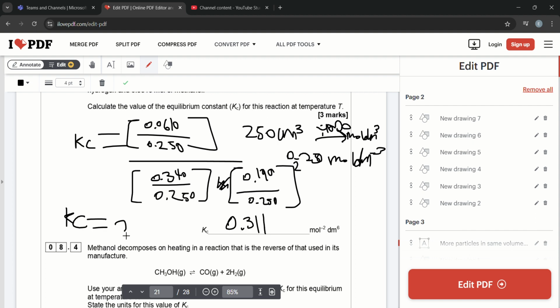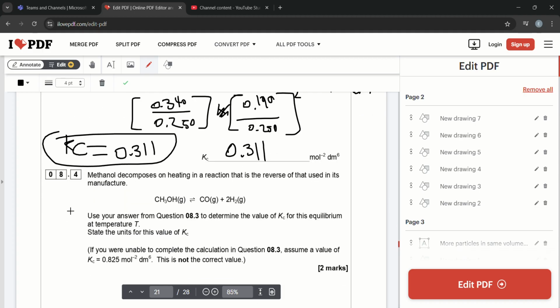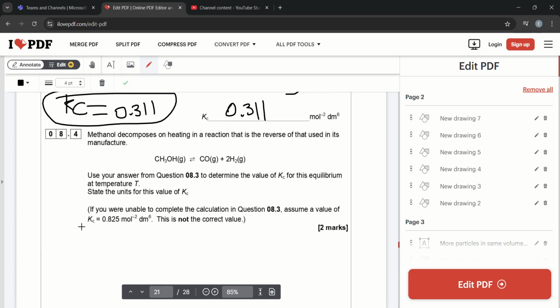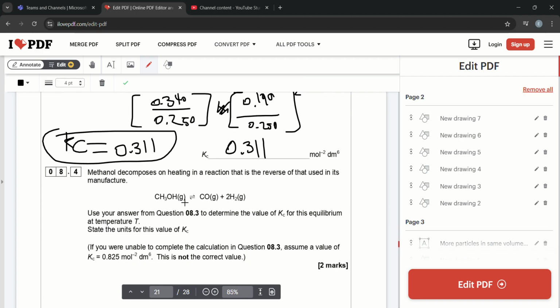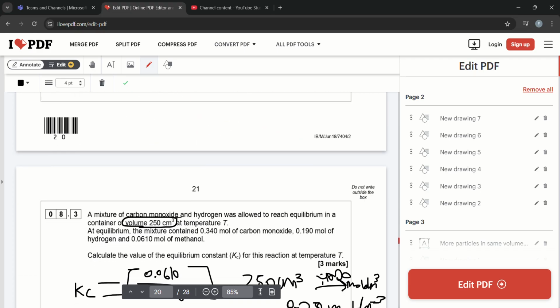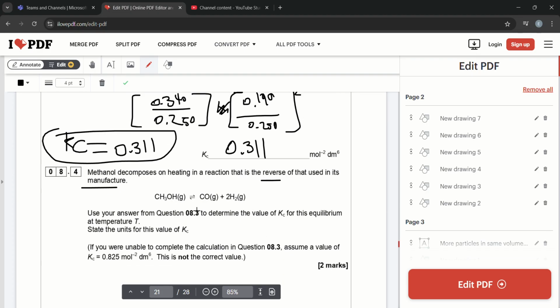It already gives us the units. Sometimes I do ask to calculate the units, but in this case it doesn't. And then it says methanol decomposes on heating in a reaction that is the reverse of that used in this manufacture. Use your answer from question 8.3 to determine the value of Kc. This was a pretty nice one because it tells you to use your answer from question 8.3, and it tells you that it's the reverse. Sometimes they just show you this equation, and if you compare them, it is literally just flipped over. It's the reverse.